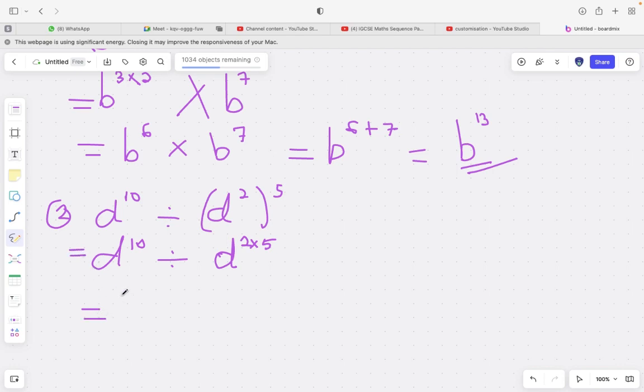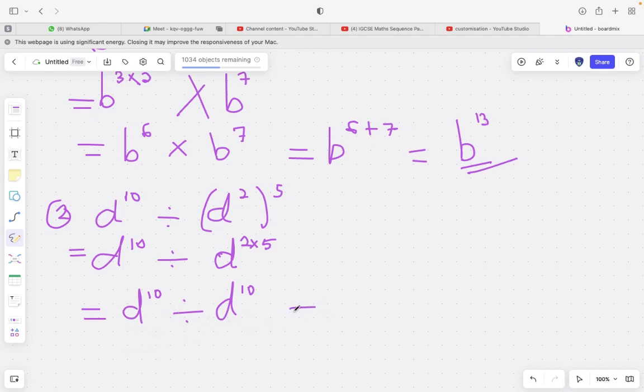So eventually, let me write this equal to d to the power of 10, divided by another d to the power of 10. Why? Because 2 times 5 is 10. Divide by another d to the power of 10. So this is the second law. We're going to apply the second law now.